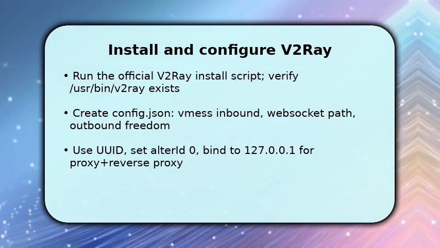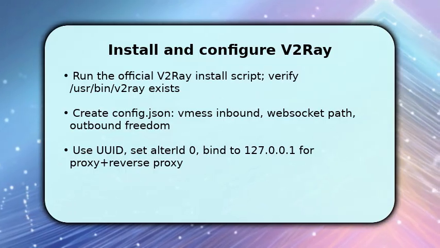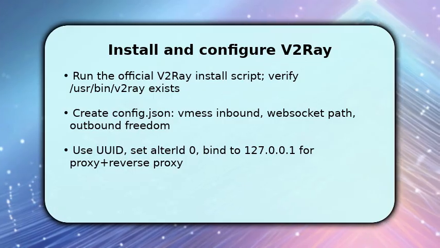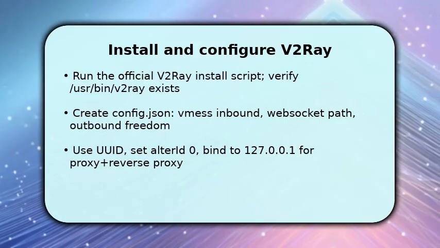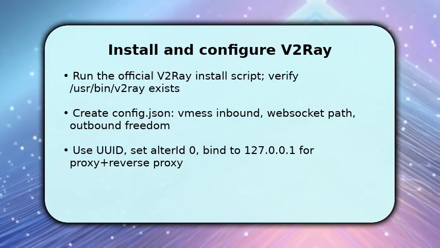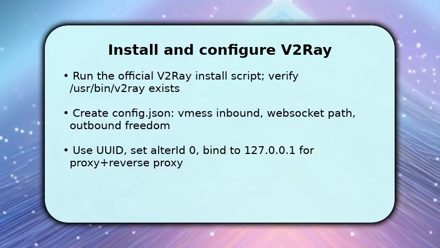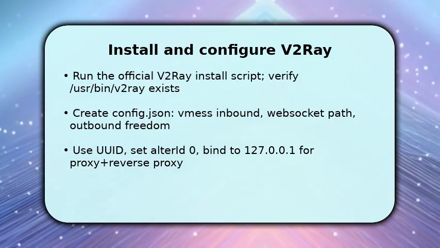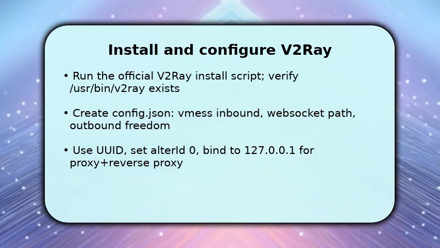JSON and define a vmess inbound that uses your UUID, set alter ID to 0, and choose WebSocket transport with a distinct path. Bind the V2ray listener to 127.0.0.1 so a reverse proxy can handle TLS and host header. Once configured, test the JSON with V2ray test to catch syntax errors before adding TLS and proxy layers.